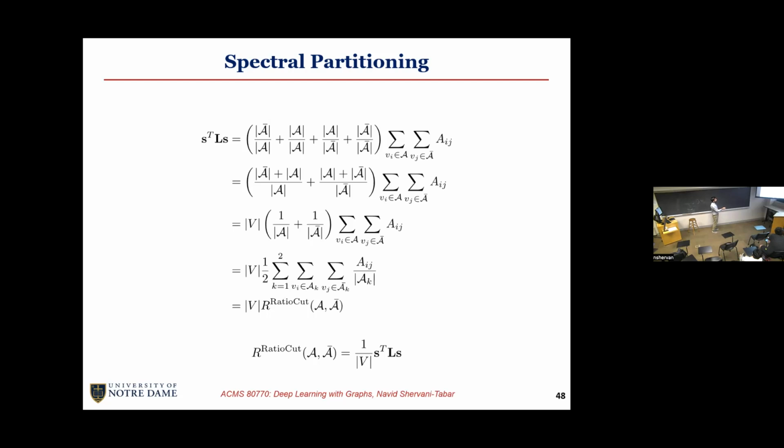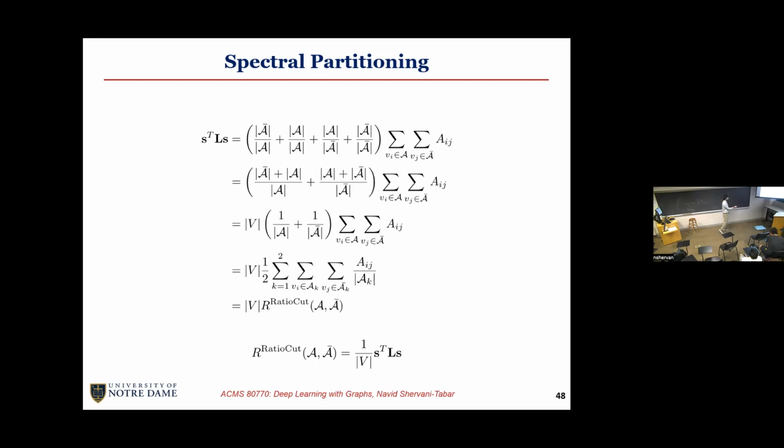So this is 1 over A, this is 1 over A bar, and we have 2 clusters. So we can add a sum over different clusters and write that as AK in the denominator here. And this is gonna give us the formulation for the ratio cut, right? Which was the total number of the edges that cross boundaries of clusters divided by the size of that cluster. That basically is the definition.